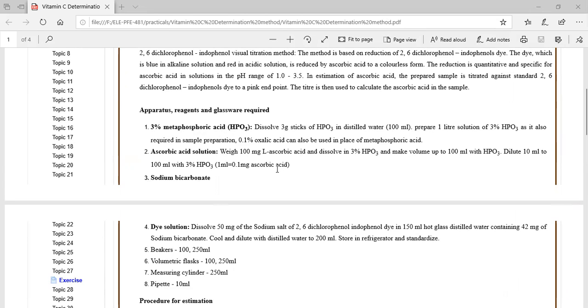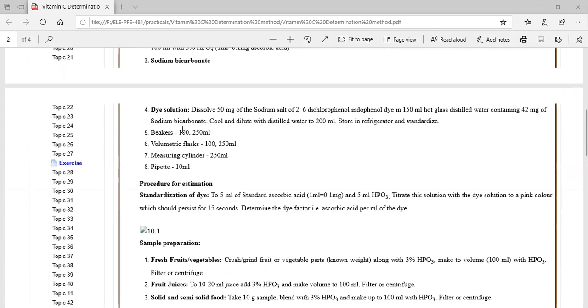Then ascorbic acid solution. Initially weigh 100 milligrams of L-ascorbic acid, dissolve it in 3% HPO3 and make the volume up to 100 ml with the HPO3. Then dilute 10 ml to 100 ml with 3% HPO3. So 1 ml equals 0.1 milligram of ascorbic acid. Then sodium bicarbonate. Then dye solution.